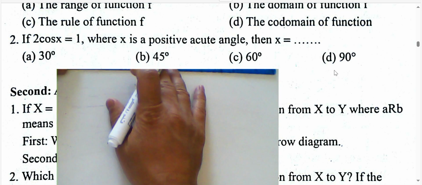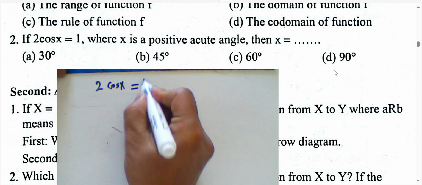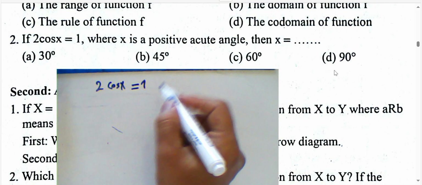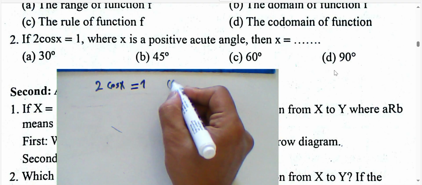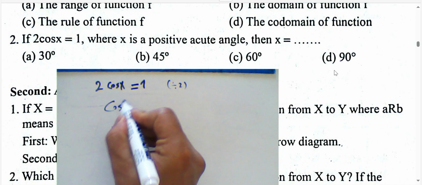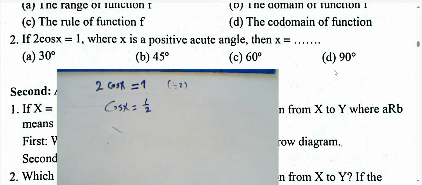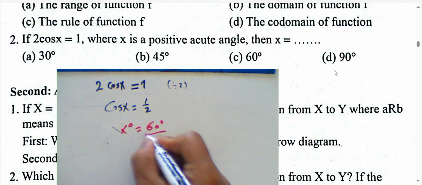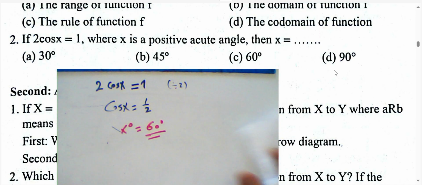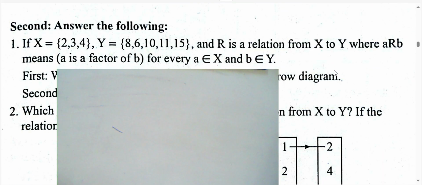If 2 cosine X equal 1, where X is a positive acute angle, then the value of X, or the measure of angle X, equal, we must first divide it by 2. Then cosine X equal 1 over 2. Shift cosine, the measure of angle X here equals 60 degree. Angle X equals 60 degree.